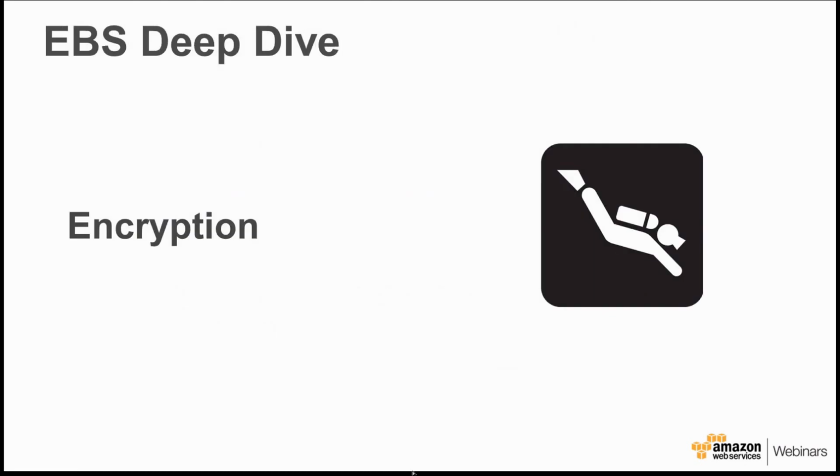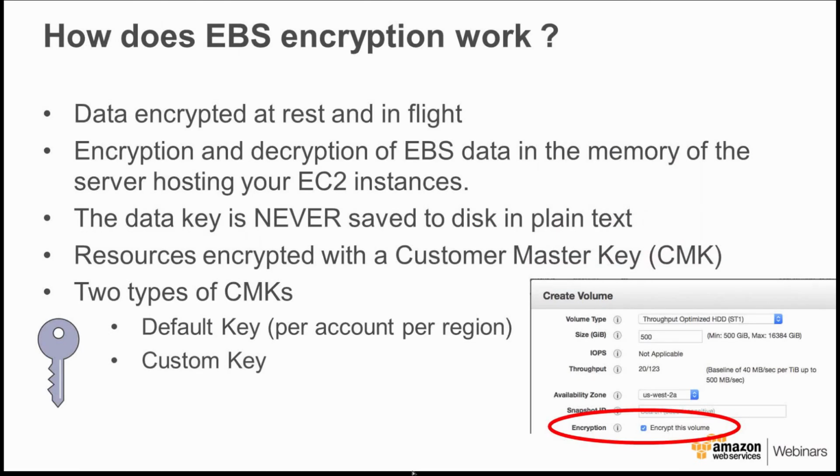So moving on, our next deep dive is going to be on encryption. We briefly mentioned it before, so I thought I'd go a little bit more into encryption with EBS. So how does EBS encryption work? First, with EBS, it's a checkbox. When you enable encryption, your data is encrypted at rest and in flight to your volume. Encryption and decryption of your data is done in the memory of the server hosting your EC2 instance. The data keys used to encrypt your data are never saved to disk in plain text.